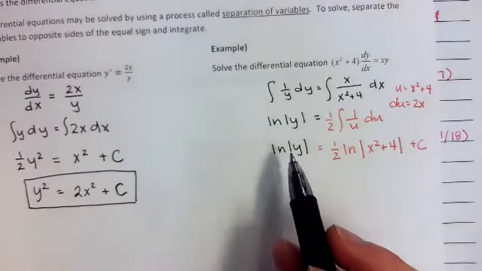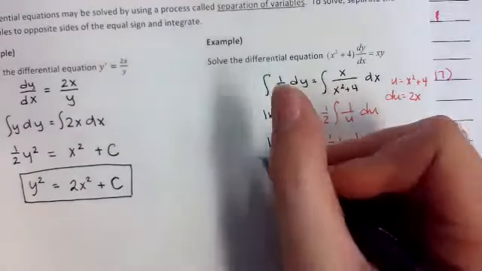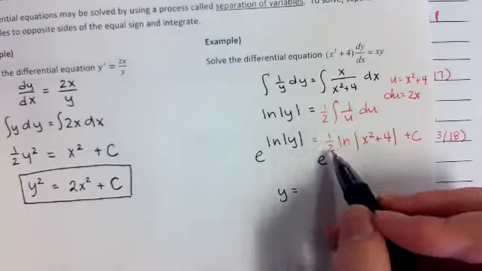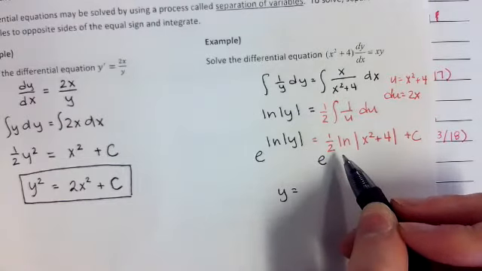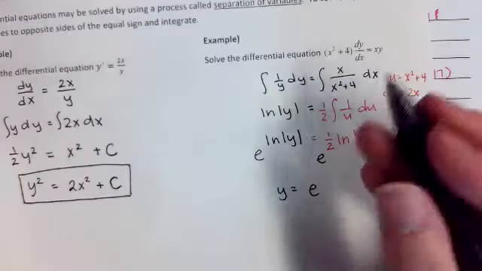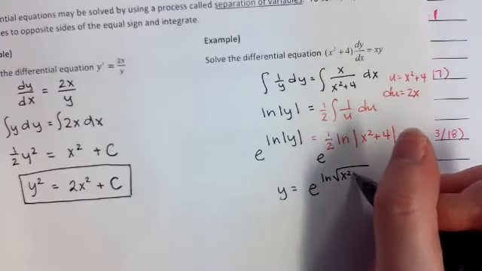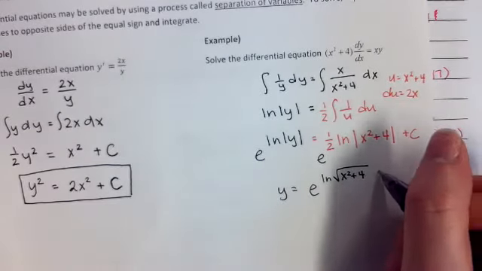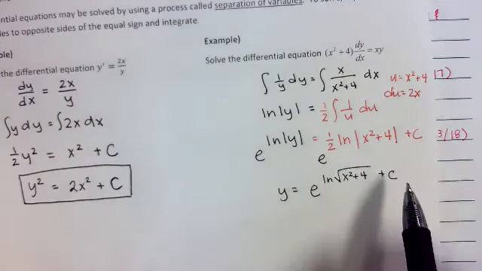I still want to get y by itself. How am I going to get rid of the ln on this side? E everything. Good. Okay. When a 1/2 or any number is outside of the ln, what are the properties of the natural log so that we can move that? It's an exponent. Good. So I can say this is the ln of the square root of x squared plus 4, because 1/2 as an exponent is a square root, plus c.